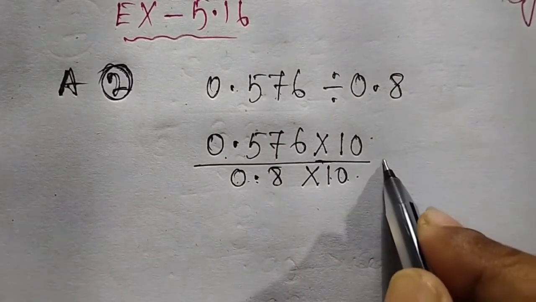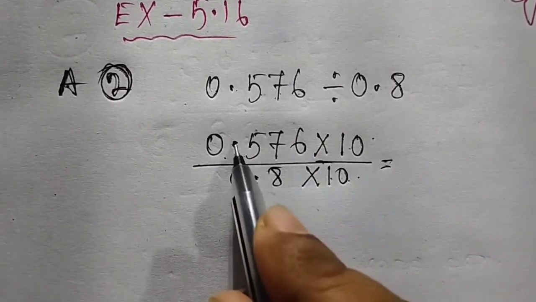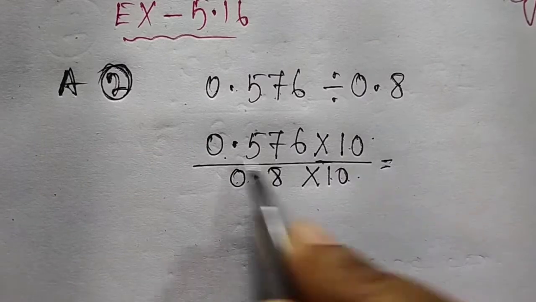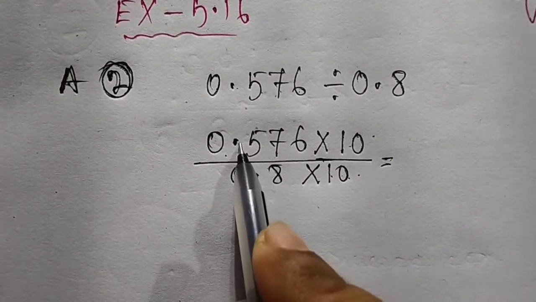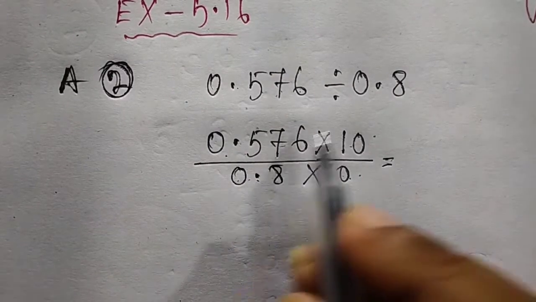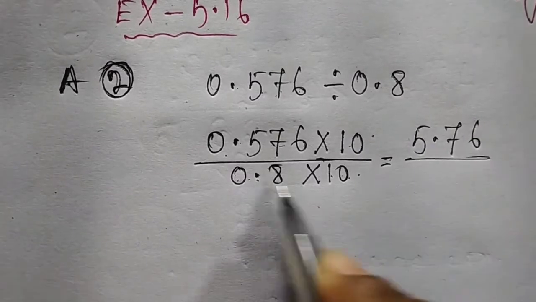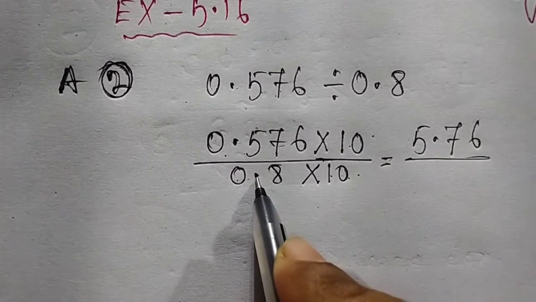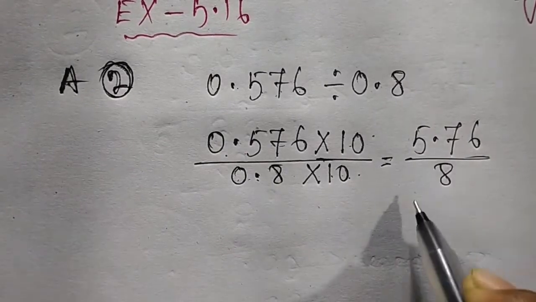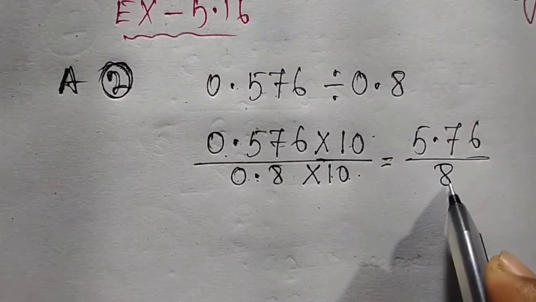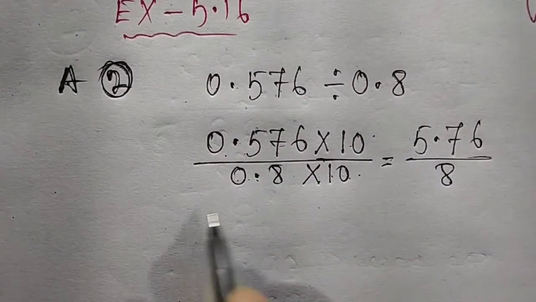Okay, now here is 10 and here is the point, so just shift the decimal point one digit to the right side. So here we get 5.76, and in the denominator, if we shift the point one digit to the right, we get 8. Now it's a decimal number divided by a whole number, and you learned this in the previous classes. How to divide it?